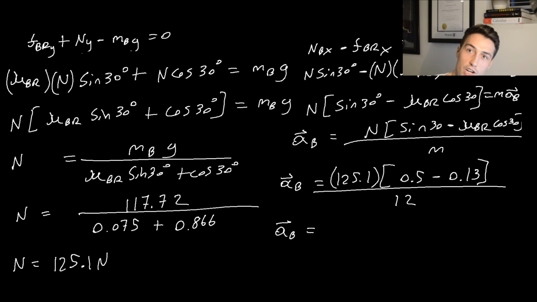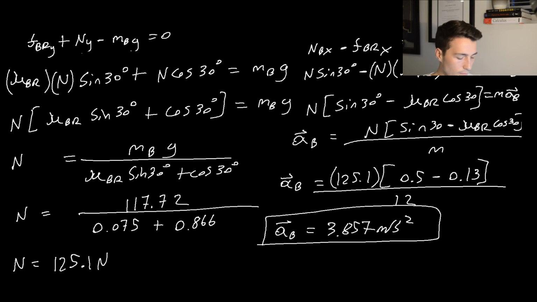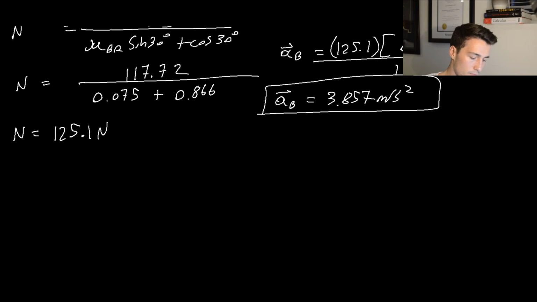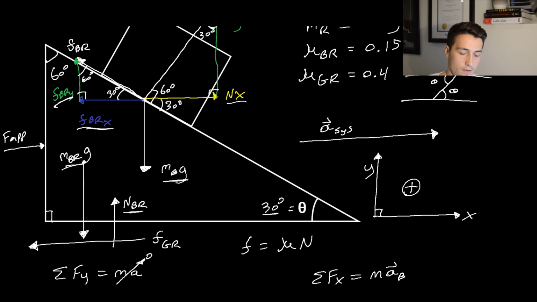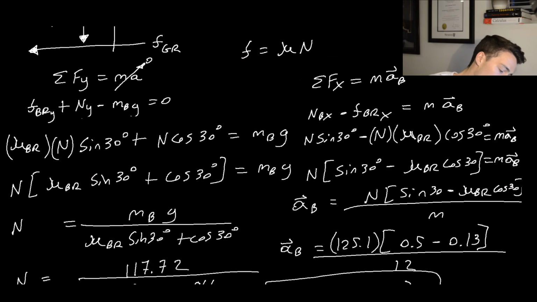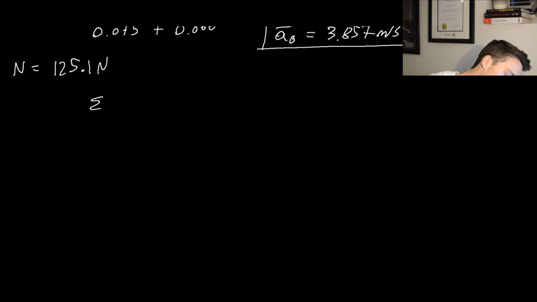So we get the acceleration of the block to be 3.857 meters per second squared. And now that we have the acceleration of the block, we can figure out the force applied to the entire system, because the acceleration of the block is also going to be the acceleration of the system. So now we're going to write the sum of the forces on the system is equal to big M times the acceleration of the system.